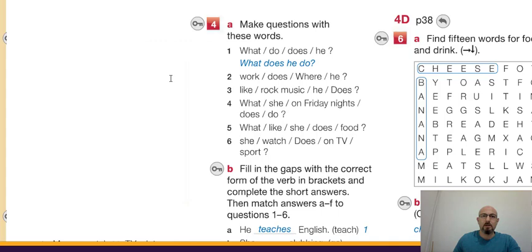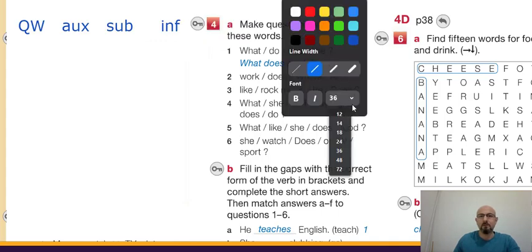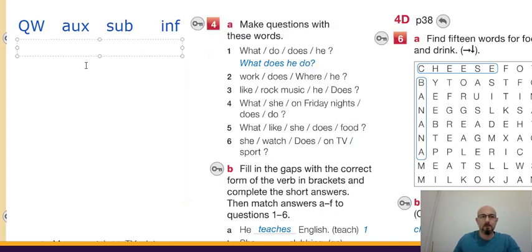Okay, let's write it here the same. For example, here we say what. Okay, what's the auxiliary? First of all, what's the subject here? The subject is he. So with he, we use do or does? Of course, we use does. So we say, what does he? And the infinitive is do. Do here is the verb, the infinitive. What does he do?